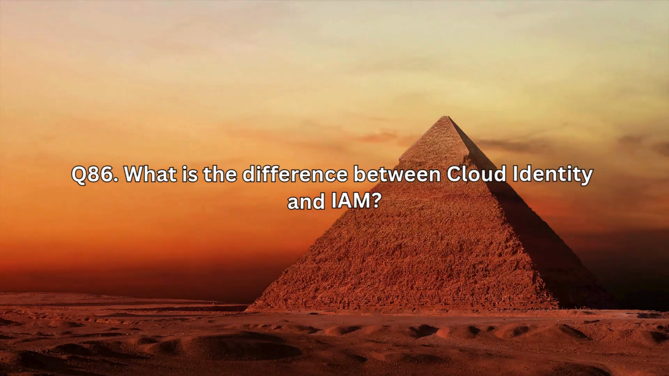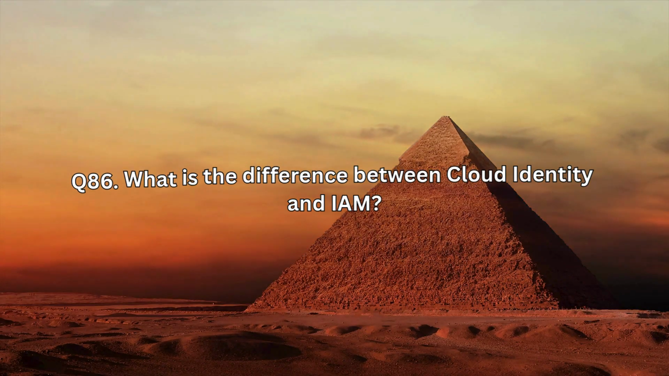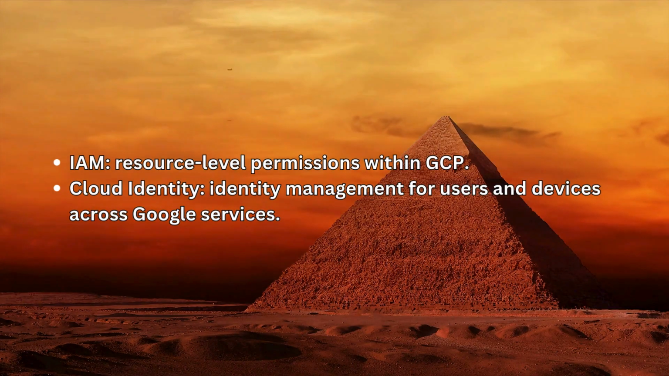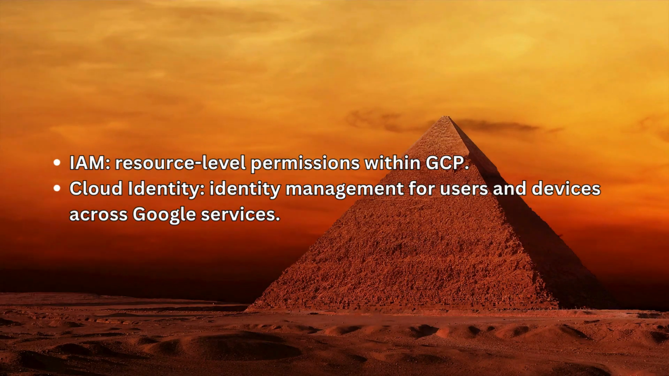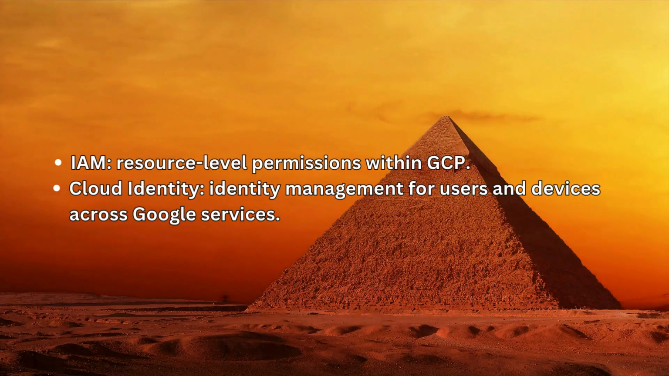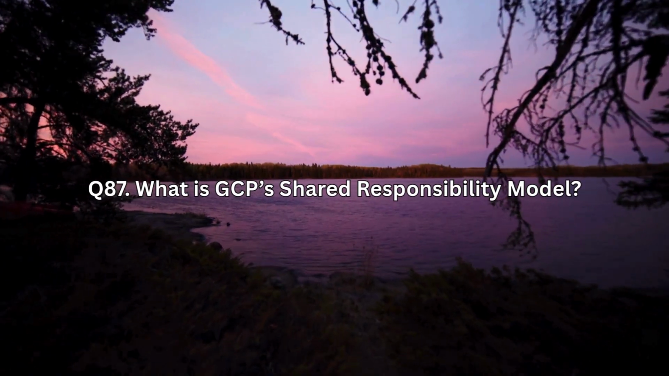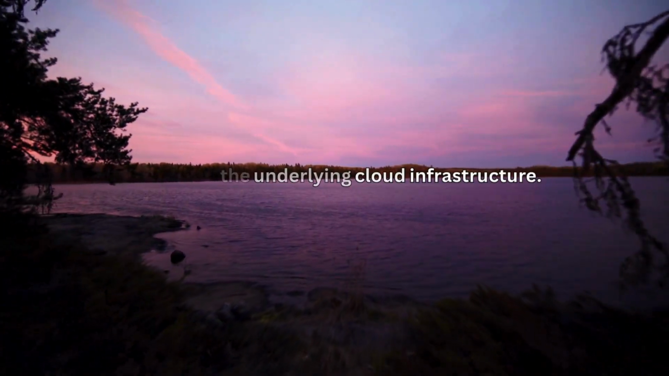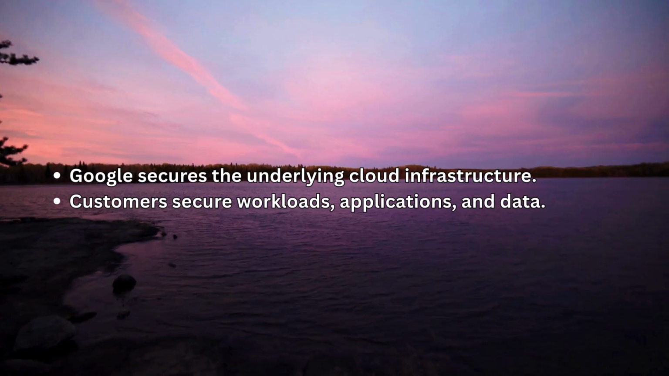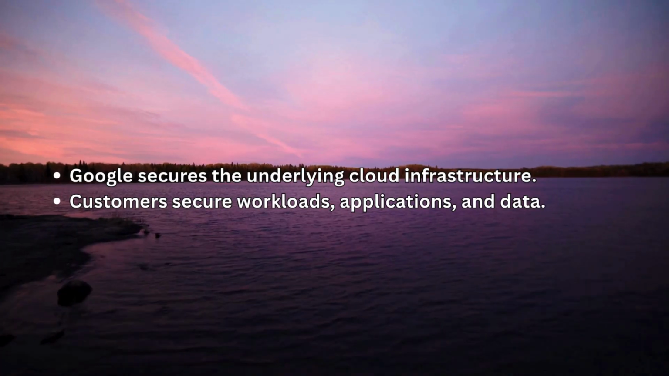What is the difference between Cloud Identity and IAM? IAM: resource-level permissions within GCP. Cloud Identity: identity management for users and devices across Google services. What is GCP's shared responsibility model? Google secures the underlying cloud infrastructure. Customers secure workloads, applications, and data.